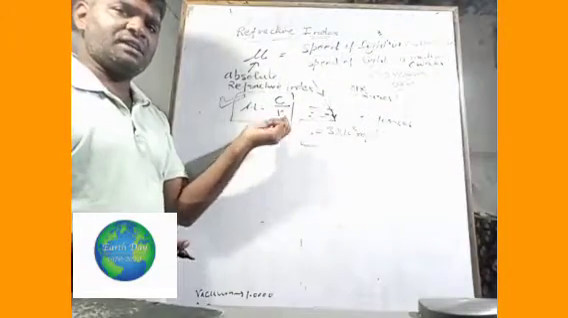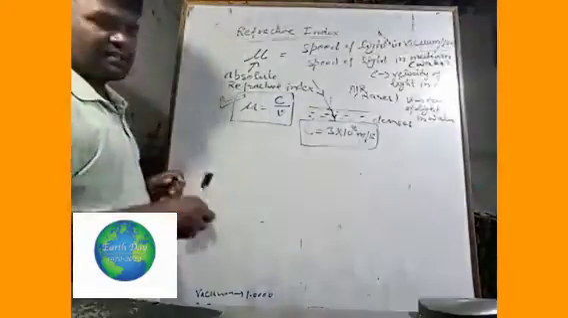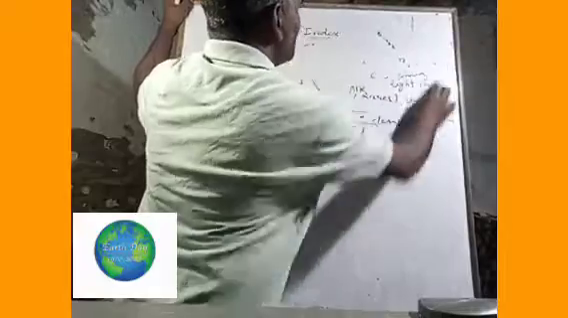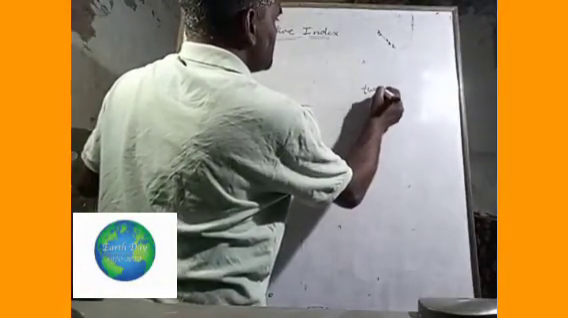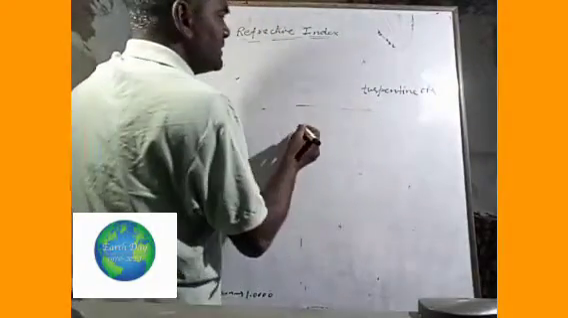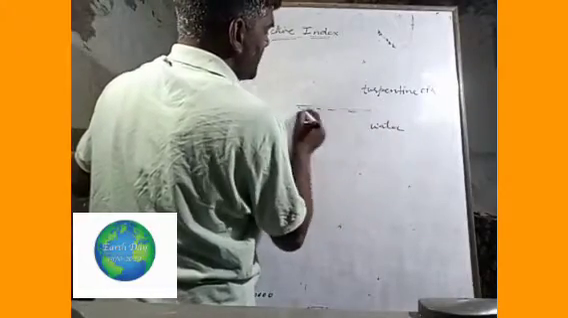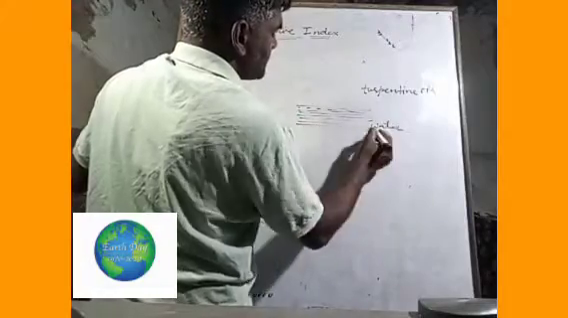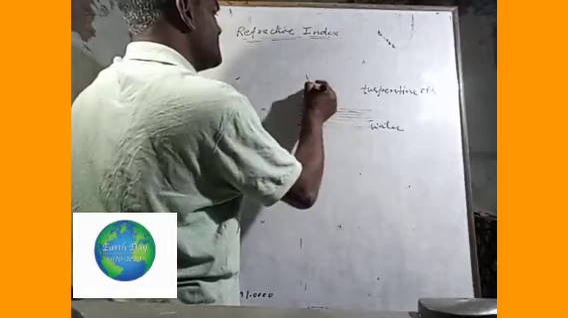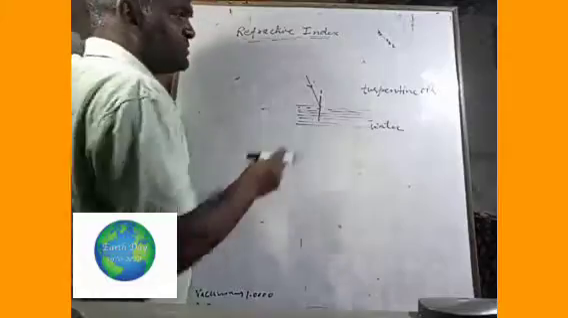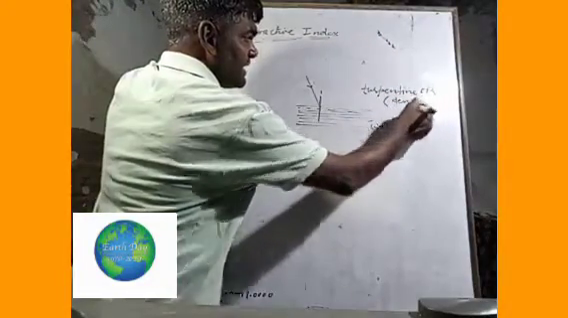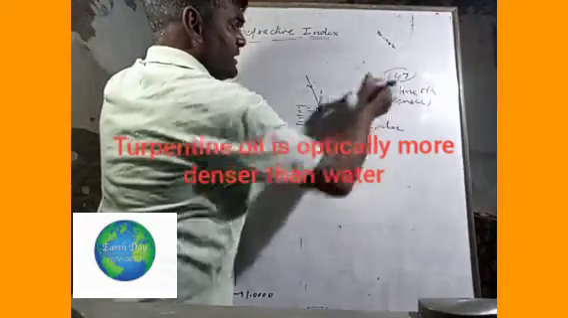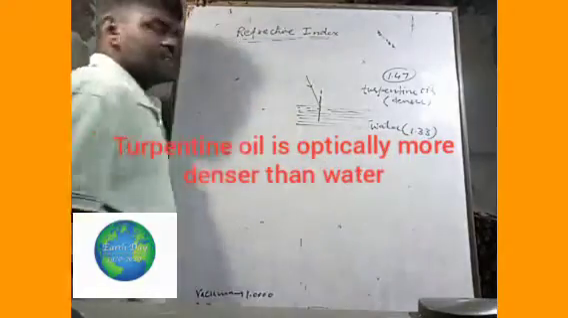It is different in different media. Let us talk about another medium, as we have discussed earlier. Let one medium be turpentine oil and another be water. When the ray of light is incident at the incident point, which medium is denser here? Recall, turpentine oil is the optically denser medium, because its refractive index is 1.47 in comparison to water, which has refractive index 1.33.